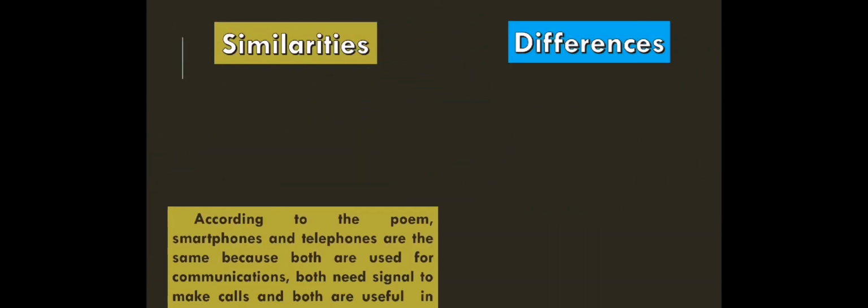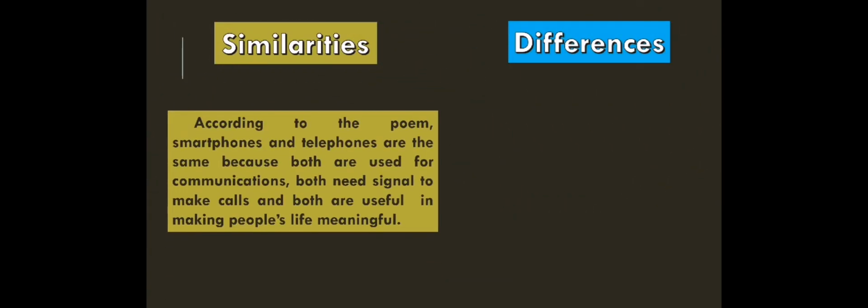For similarities, we have, according to the poem, smartphones and telephones are the same because both are used for communications, both need signal to make calls, and both are useful in making people's life meaningful. So what are the grammatical markers used in comparing? We have here the word both.